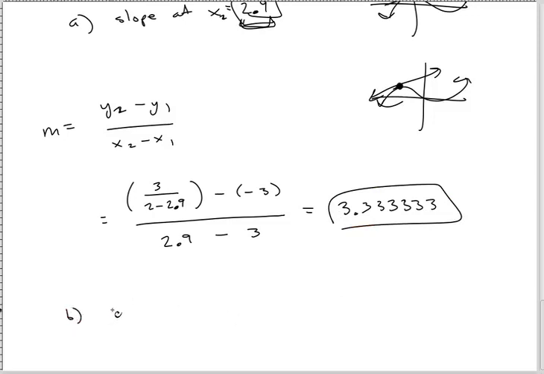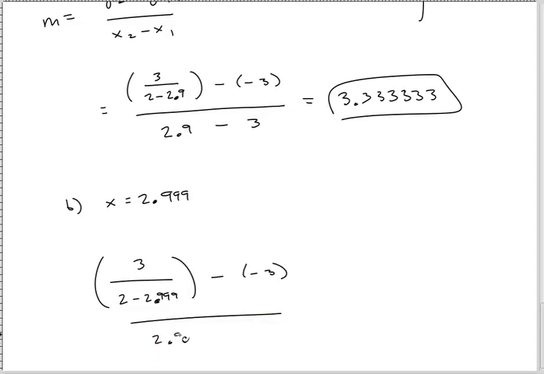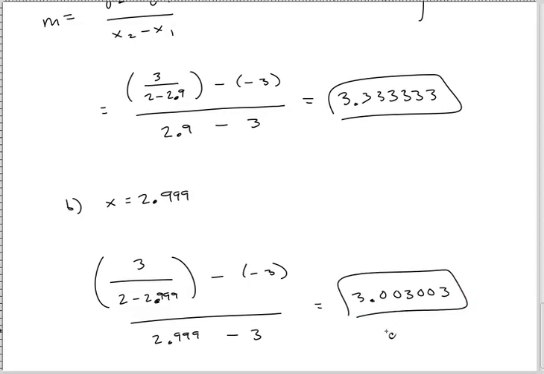Part B now says repeat with 2.999. So you could see the pattern here. We're not really changing much. We're just going to do the 2.999 component. The negative 3 doesn't change. 2.999 minus the 3. Calculator for sure, and I got 3.003003. They say 6 decimals, so I'm going to go 6 decimals.